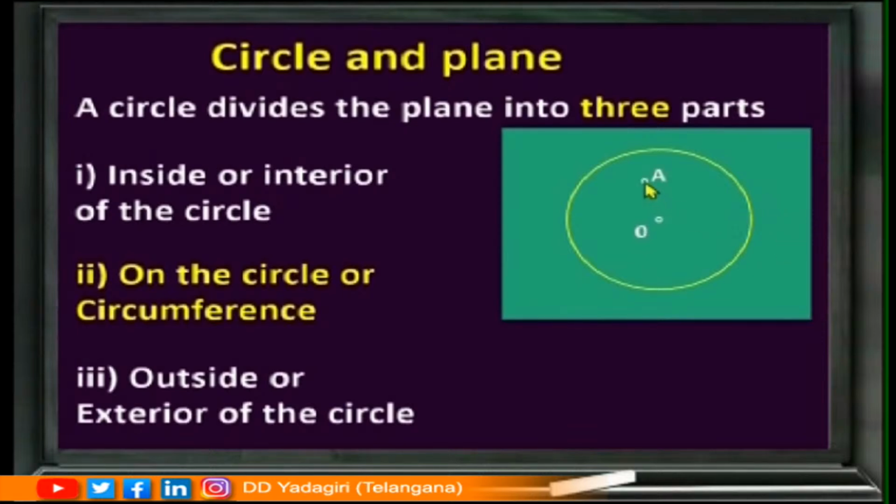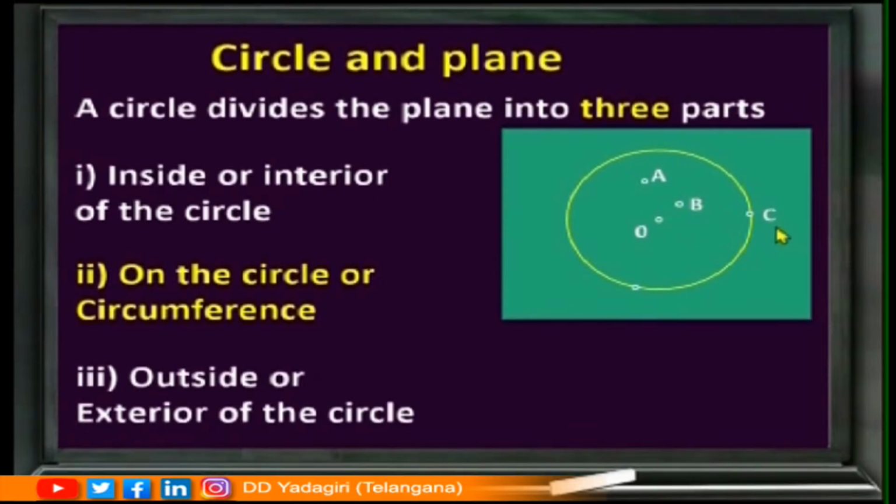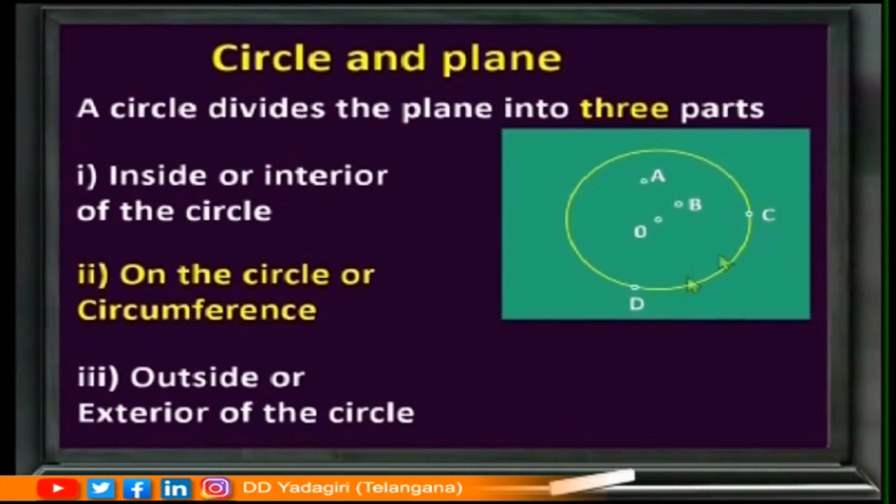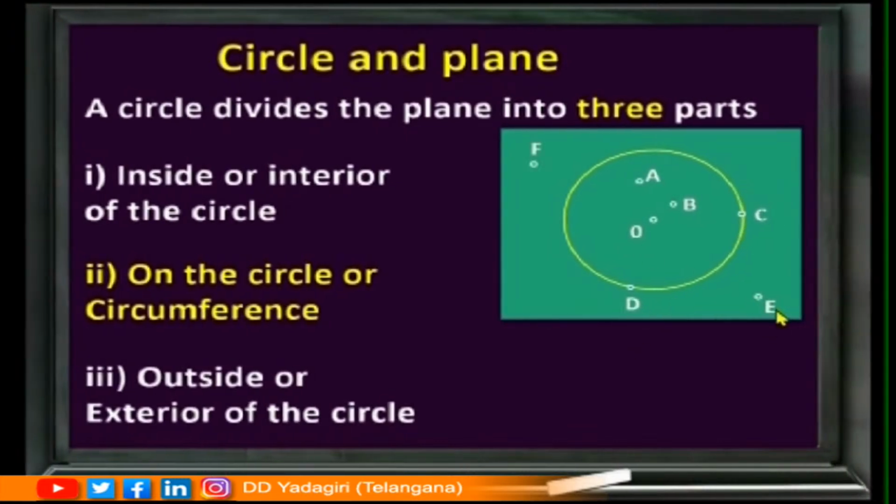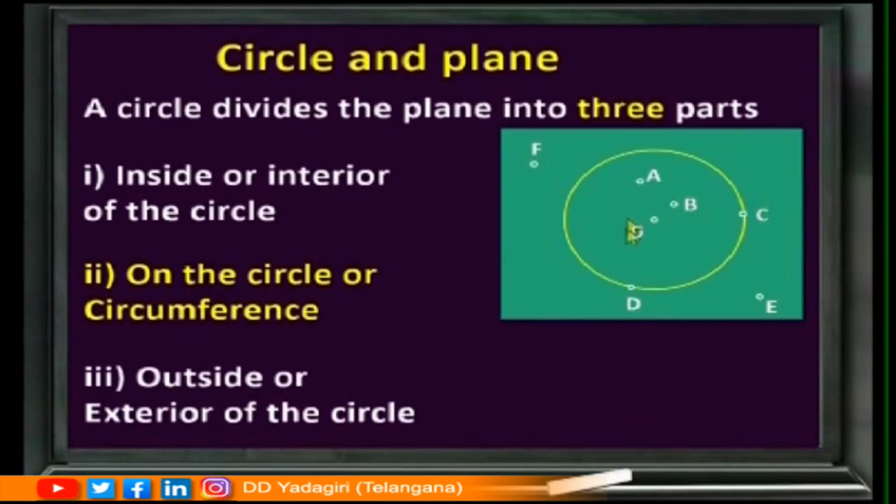So if I take a point A which is inside the circle, B is also inside the circle, and if I take C and D, both are on the circle, and E is a point exterior of the circle.